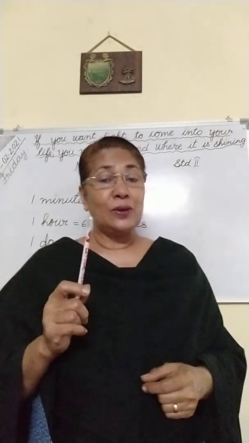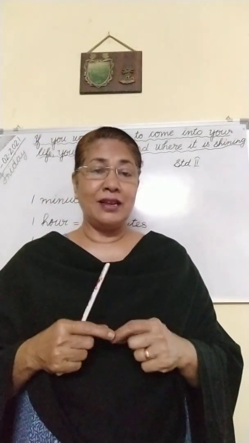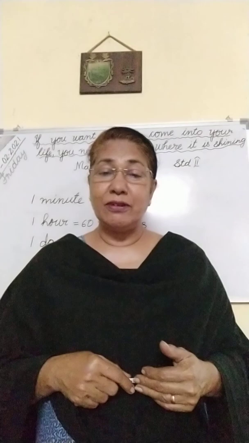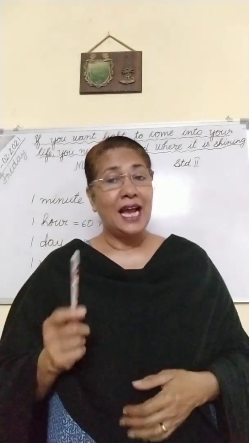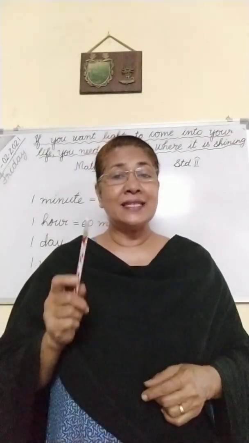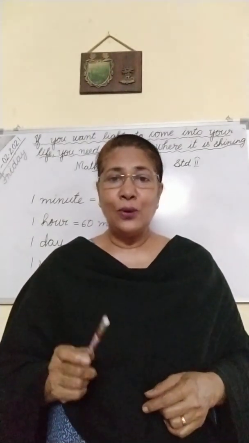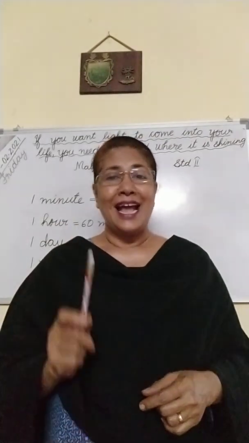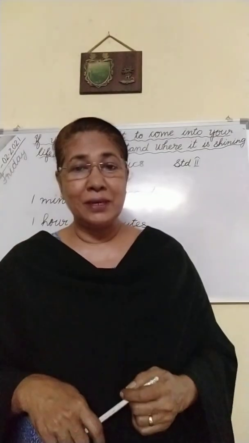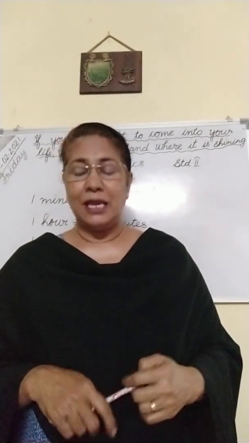Okay, so there is also a small little poem, a rhyme. 30 days hath September, April, June and November, all the rest have 31 except leap year alone. I'll repeat it. 30 days hath September, April, June and November, all the rest have 31 except leap year alone.